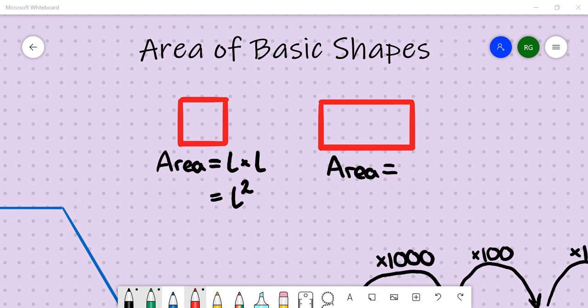While the principle for determining the area of a rectangle is the same, we often won't call it length times length because the lengths are different. So if we refer to this one possibly as the width and this side as the length, the area for a rectangle is therefore length multiplied by width. And they're two very simple formulas for the area of a square and the area of a rectangle.